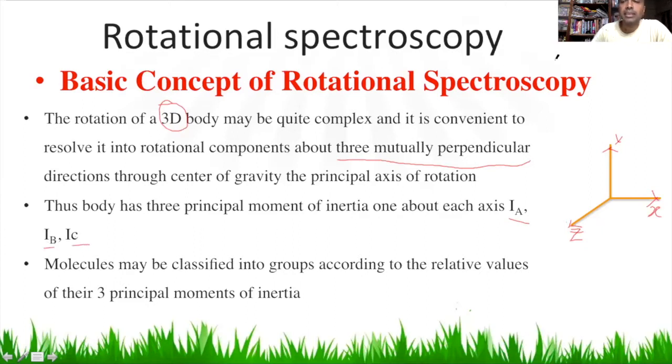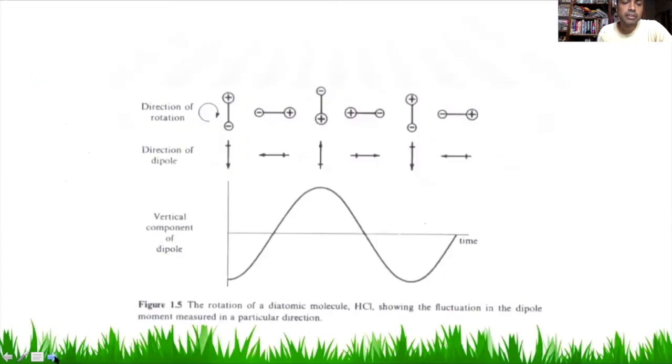If I say IA is the moment of inertia along the x-axis, then IB is the moment of inertia along the y-axis, and IC is the moment of inertia along the z-axis. So all molecules can be resolved into three axes, x, y, z, and based on that we can classify them into groups according to the relative values of the three principal moments of inertia.